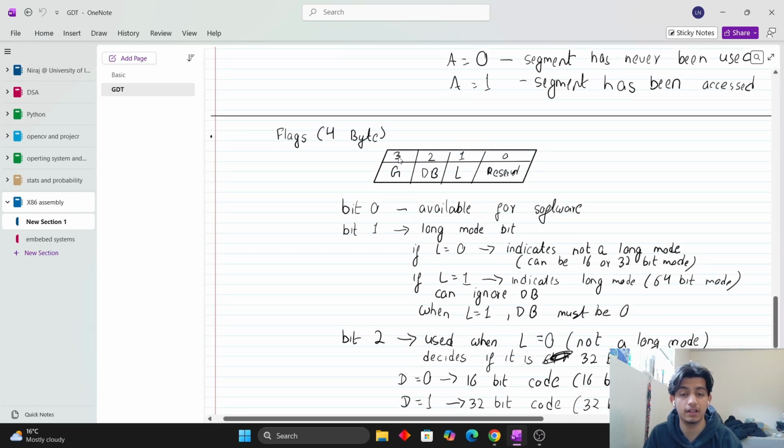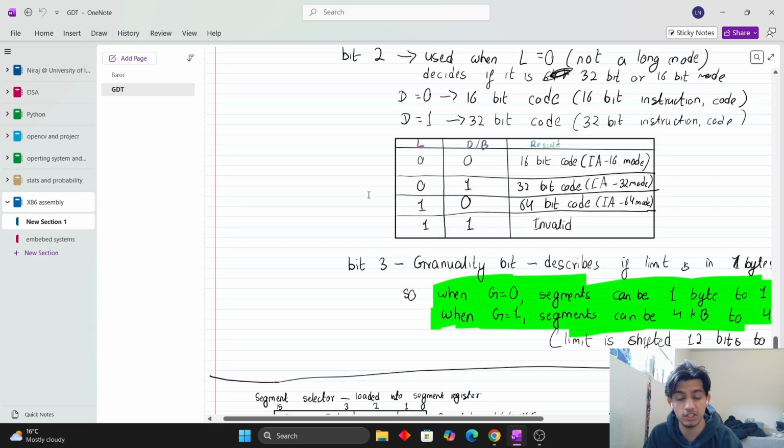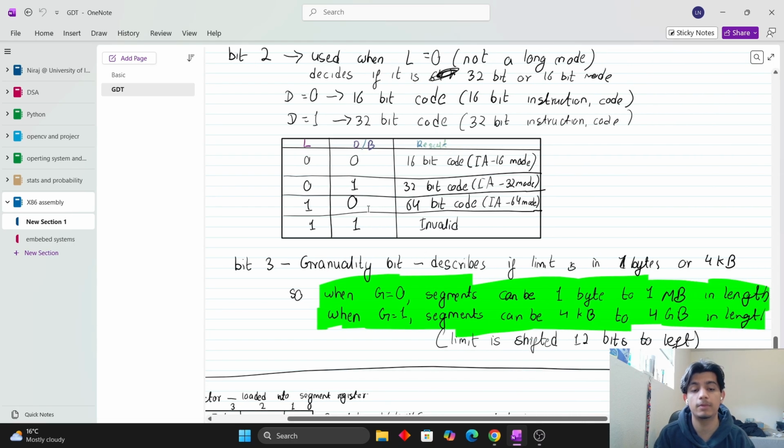Now let's look into bit 3, which is the granularity bit, sorry for the pronunciation. It describes the limit. If the granularity bit is 0, the limit that we have should be taken in bytes.